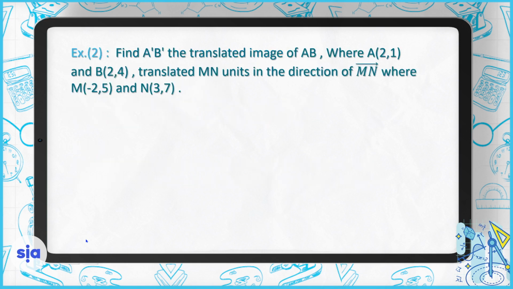Let's go to exercise number 2. Find A'B', the translated image of AB, where A has coordinates (2, 1) and B has coordinates (2, 4), translated MN units in the direction of MN, where M is (-2, 5) and N is (3, 7).